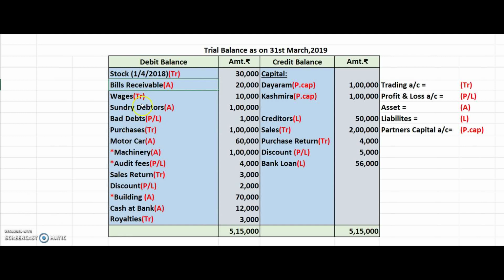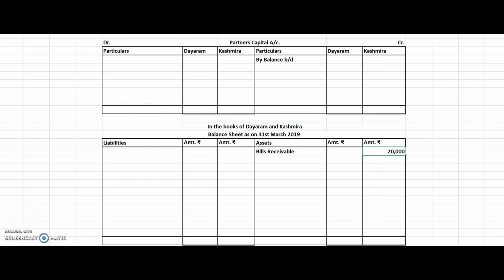The next item is debtors, which is 1 lakh. You have to go to the balance sheet and write 1 lakh rupees. Presently, I have not given any adjustments concerning sundry debtors. As sums go ahead and they get a little bit complicated, I will introduce the more complicated adjustments. In this sum, I have tried to keep it a bit simple.